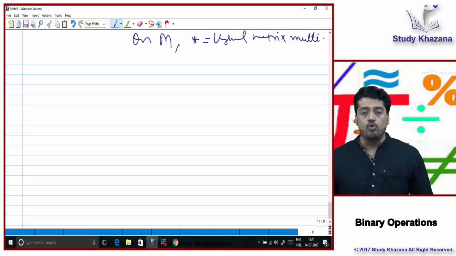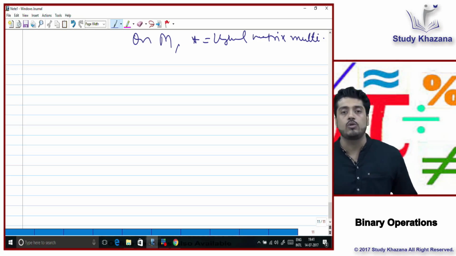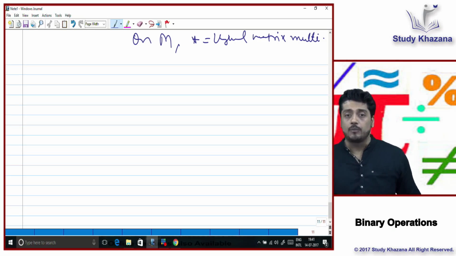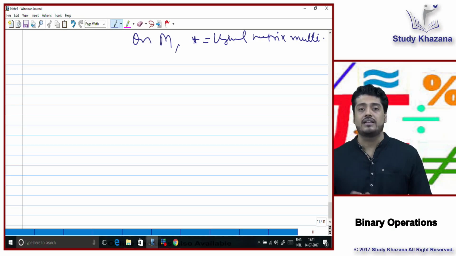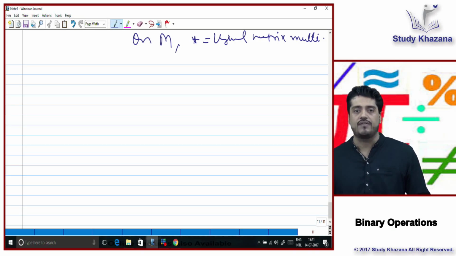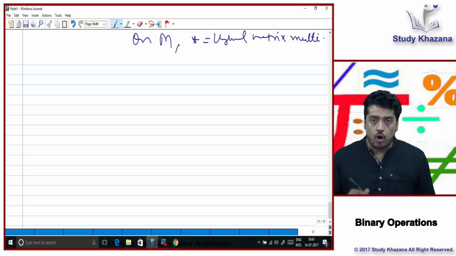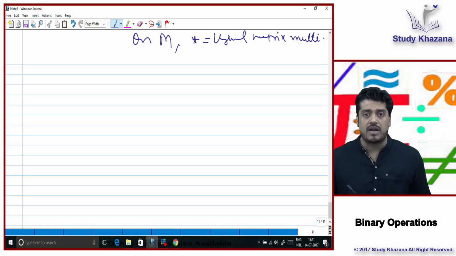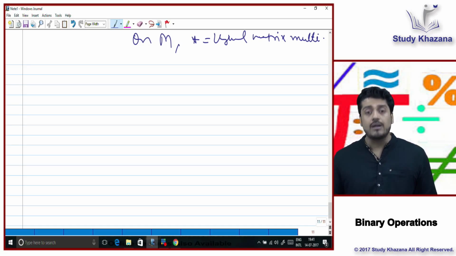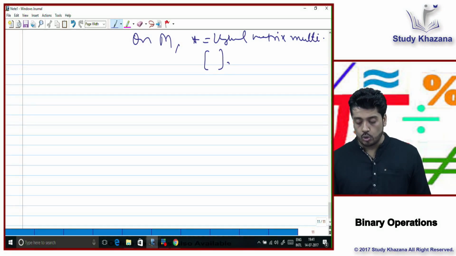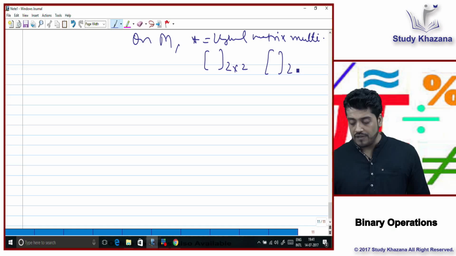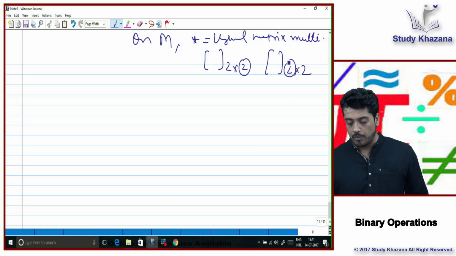We know that two matrices can be multiplied if the number of columns of the first matrix is equal to the number of rows of the second matrix. You cannot multiply two matrices at any time. There must be a condition which we need to satisfy first, only then we can multiply two matrices. What is the condition? The number of columns of the first matrix must coincide with the number of rows of the second matrix. Here both matrices have order 2 cross 2, so obviously the number of columns is equal to the number of rows. No problem, so we can always multiply two matrices.